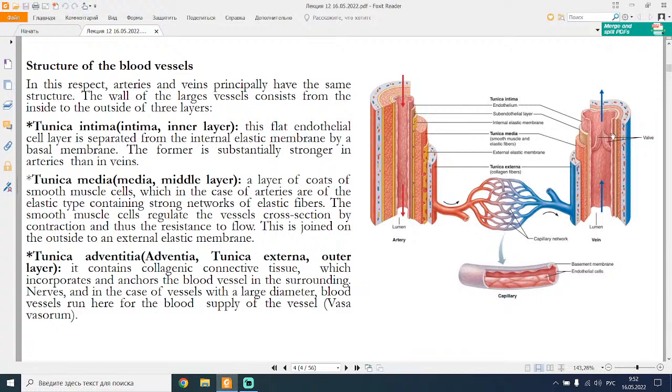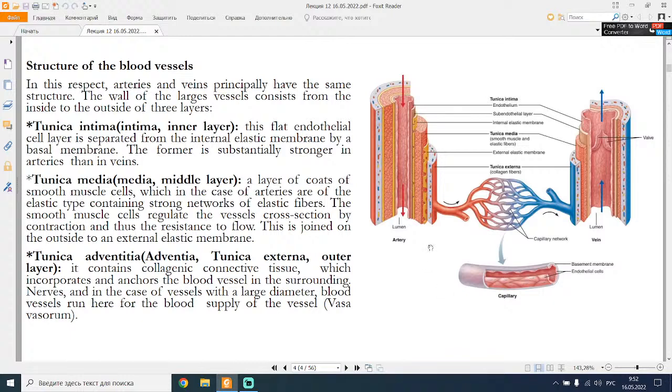First layer, tunica intima. This flat endothelial cell layer is separated from the internal elastic membrane by a basal membrane. The former is substantially stronger in arteries than in veins.